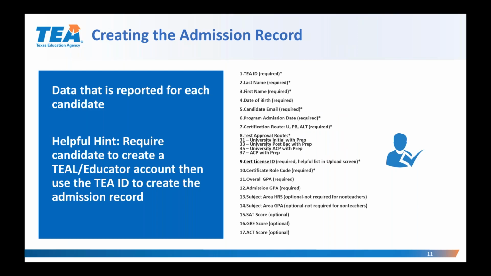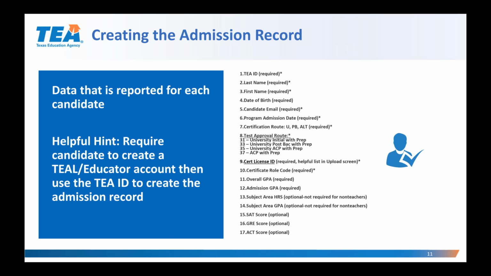Whether you use the bulk upload feature or create the admission record manually, you will need to have some specific candidate data handy to create the record. You will find the list under the Upload Admissions tab. To create the admission record, you will need candidate identifiers, including the candidate's TEA ID number, first and last name, date of birth, email address, and admission date. You will also be asked to identify the candidate's test approval route, which would either be university-based undergraduate, postbac, or alternative with prep, or simply alternative with prep if your organization is not a university.